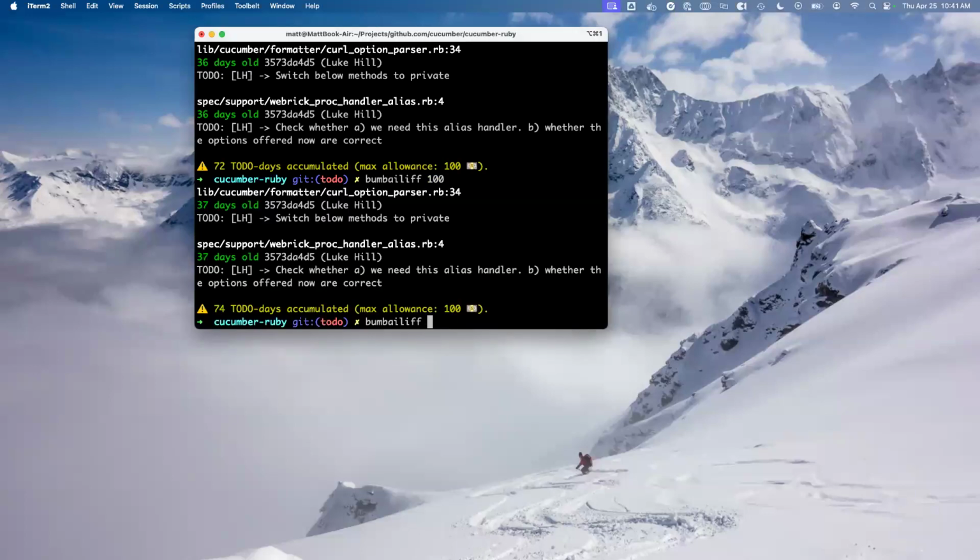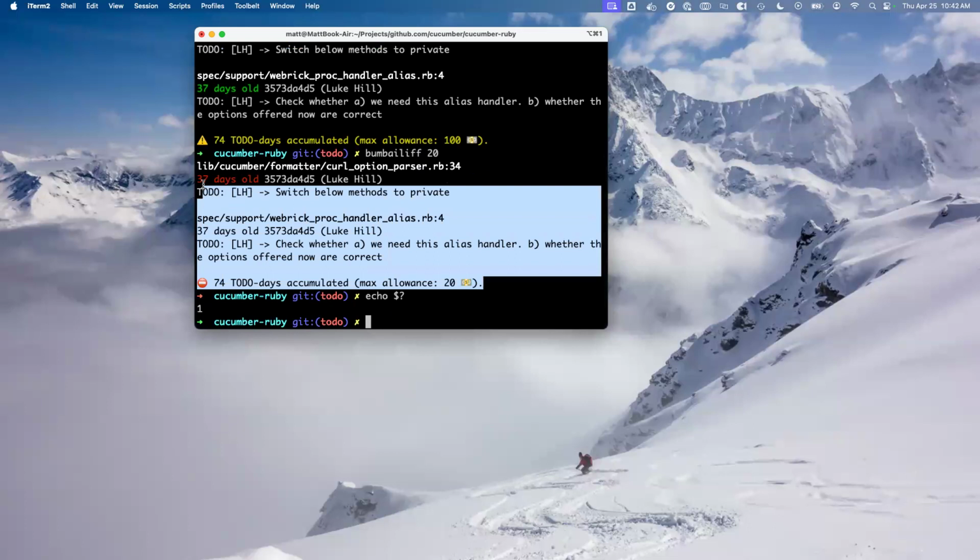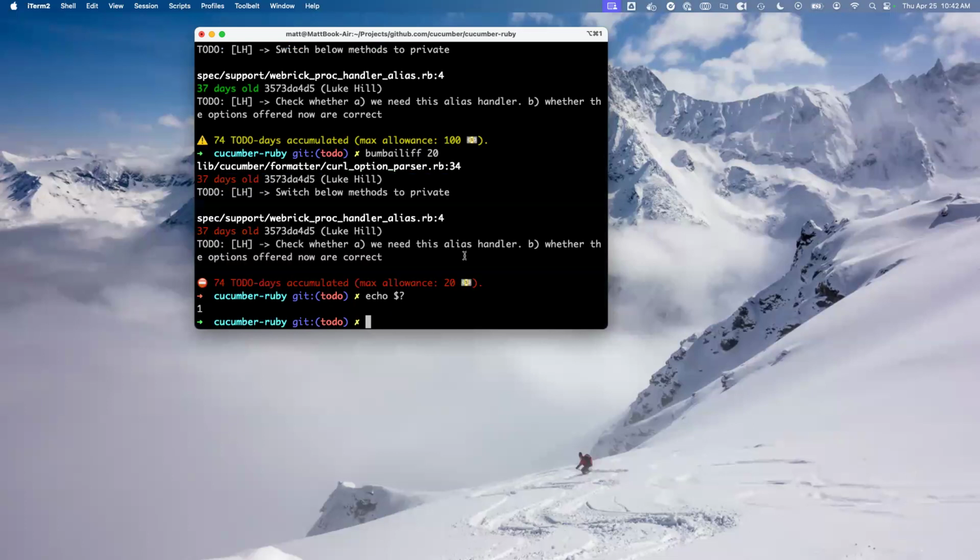So if my debt levels are more, I mean, honestly, it should normally be more like 10 or 15 or something. If it was even 20, we'd get a non-zero exit code. And you know, it's highlighting it all in red.